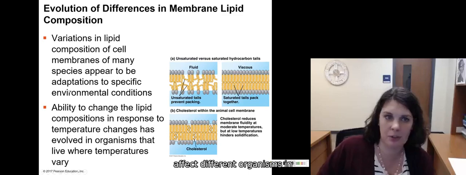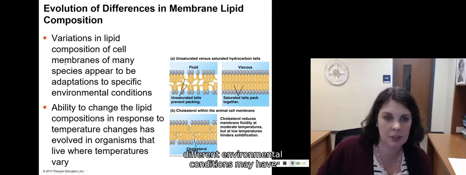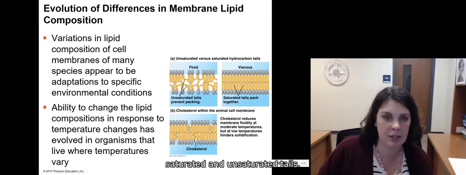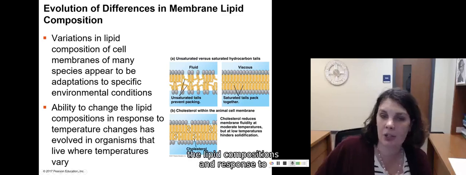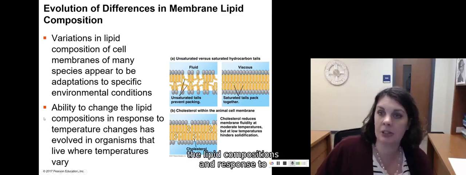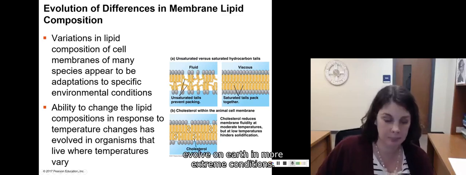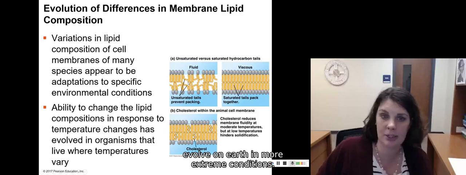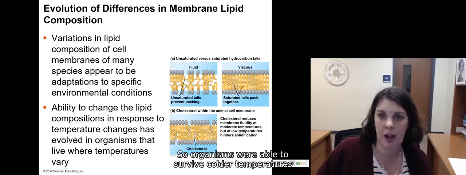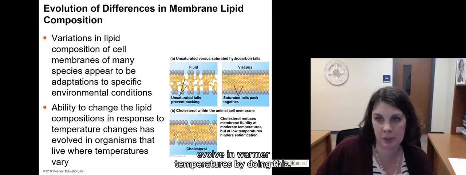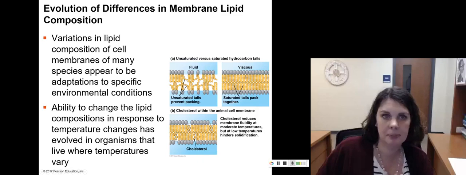Environmental conditions can affect this, so different organisms in different environmental conditions may have different compositions of saturated and unsaturated tails. And being able to change the lipid compositions in response to a temperature change has allowed for life to evolve on Earth in more extreme conditions. So organisms were able to survive colder temperatures by doing this, and to evolve in warmer temperatures by doing this.